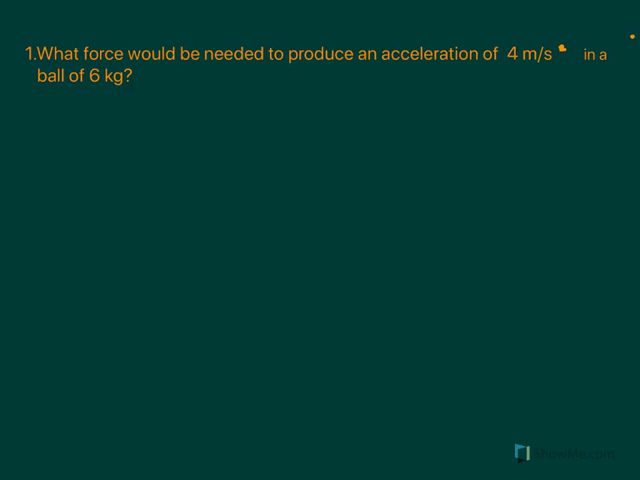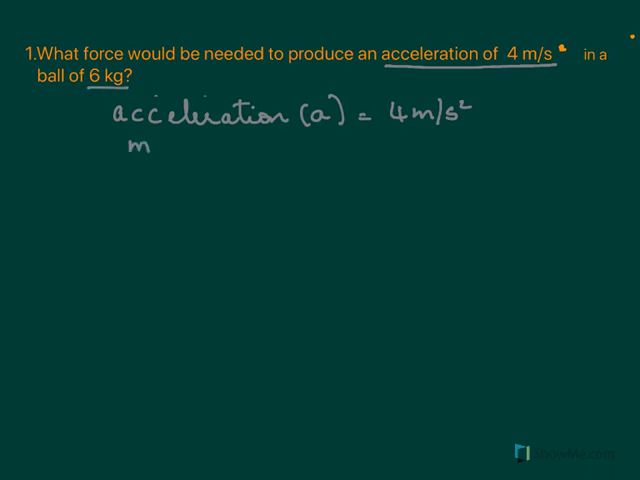What force would be needed to produce an acceleration of 4 meter per second square in a ball of 6 kgs? So the acceleration in this case is 4 meter per second square. We call it A. And the mass, which we say is m, is 6 kg.